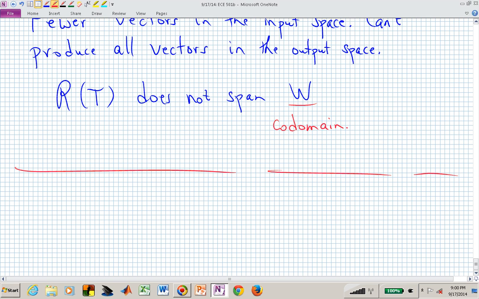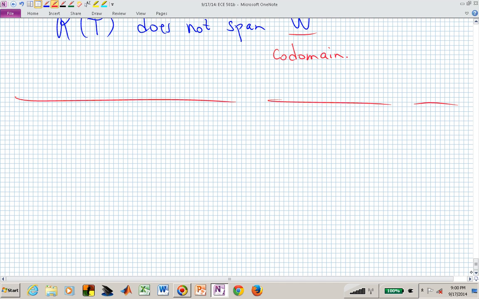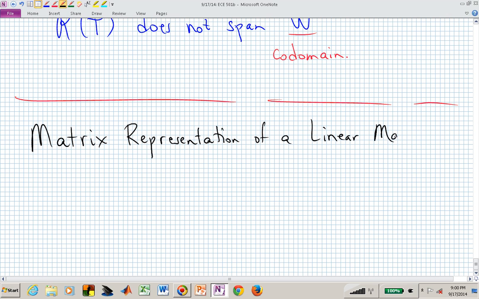Let's now move on from that. We've been talking about linear maps in general. Let's introduce this concept of a matrix representation of a linear map. Is there a way that we can create a matrix that will contain the information we need to realize a linear map from one vector space into another, from the domain into the codomain?